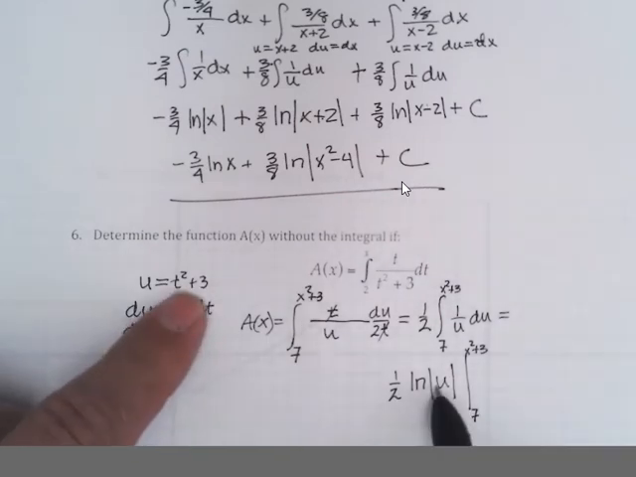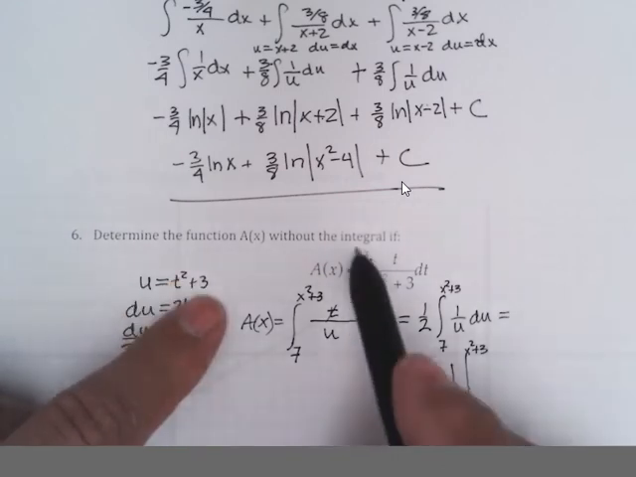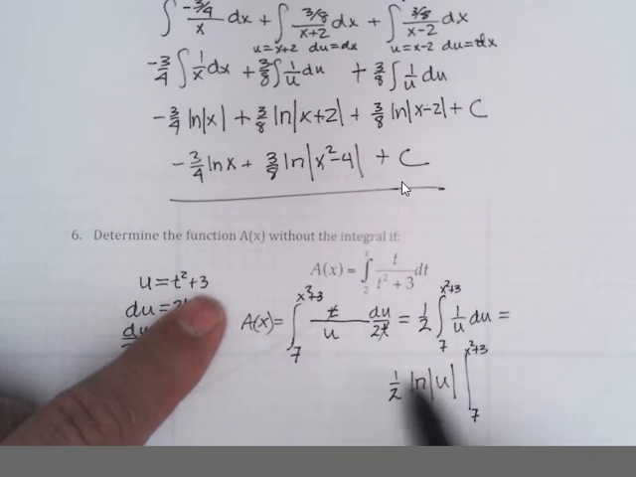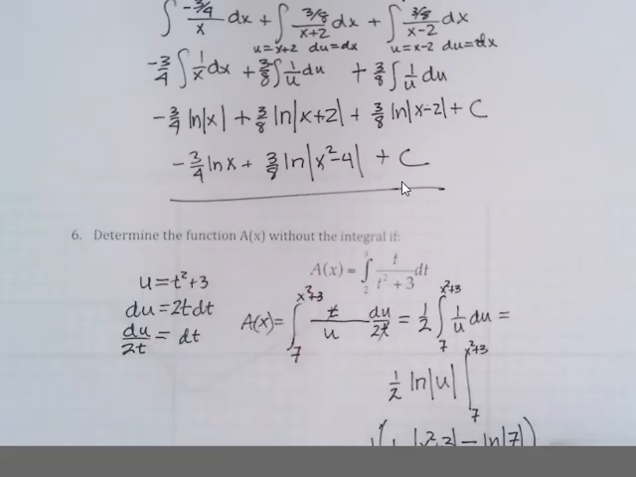If I put t squared plus 3 in for the u, and then evaluated from 2 to x, I would get the same thing as if I just put these limits in, which is 1/2 ln of absolute value of x squared plus 3 minus 1/2, but I factored it out, ln absolute value of 7. And no plus c because it's a definite integral.